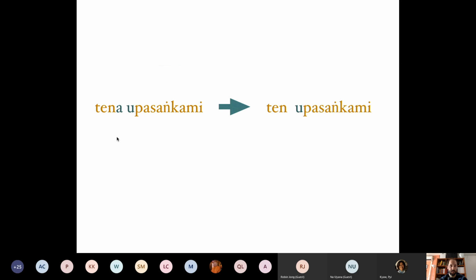What we get here, simply as an example, is a very normal case of sandhi where there is the elision of the previous vowel: in the case of tena upasankami, you get tenupasankami. So the vowel a before the vowel u has attained the state of lopa, the state of nothingness.